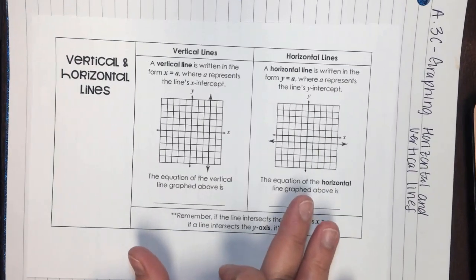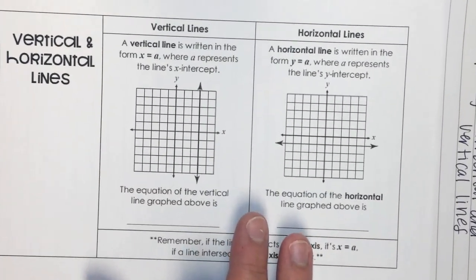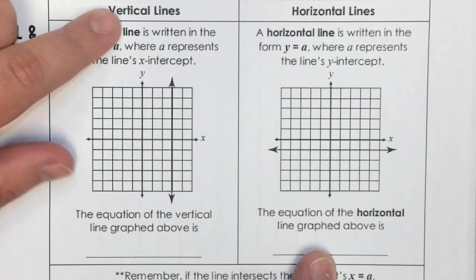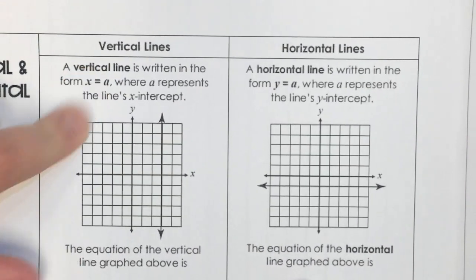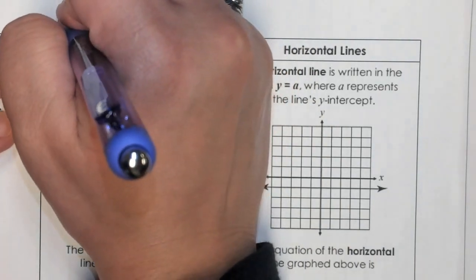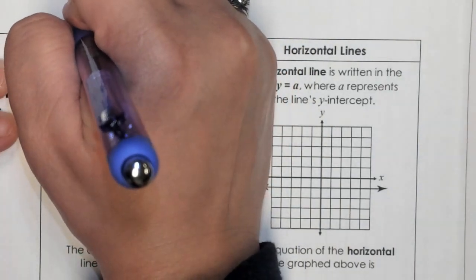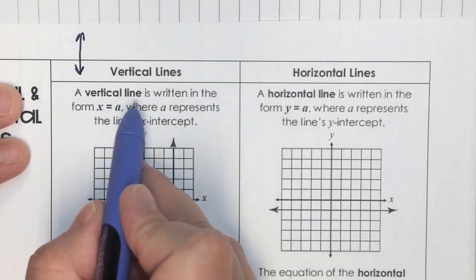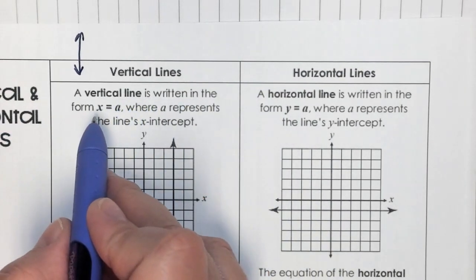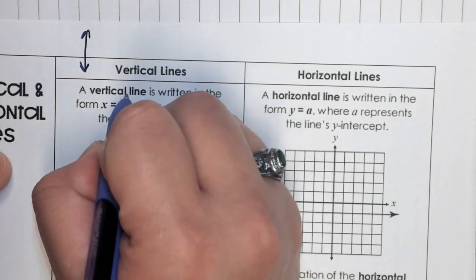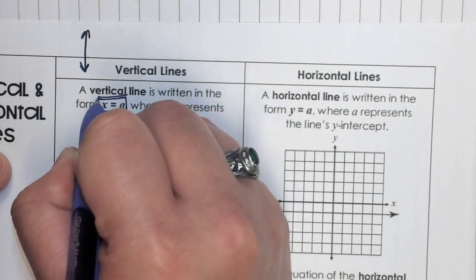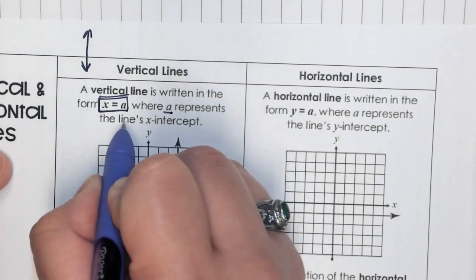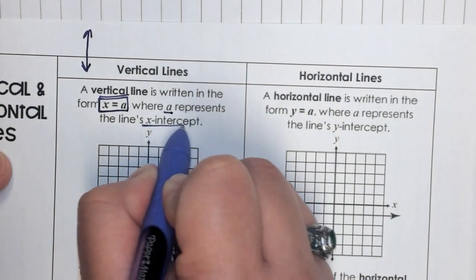Okay. Alright, so we're going to be looking at horizontal and vertical lines. Let's do vertical lines first. A vertical line goes up and down. That's what a vertical line looks like. A vertical line is written in the form of x equals a. That is what the equation looks like, x equals a, where a represents the line's x-intercept.